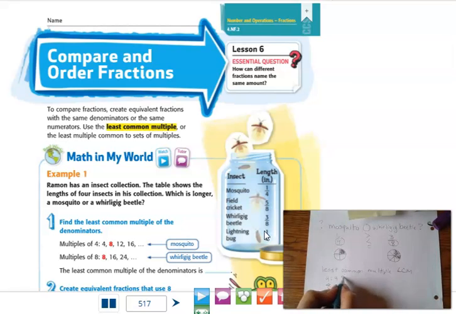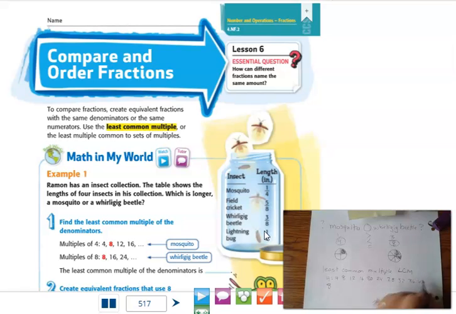So 4, 8, 12, 16, 20, 24, 28, 32, 36, 40. And then I'm going to do 8. 8, 16, 24, 32, 40, 48, 56, 64, 72, 80. And so now I found my multiples.